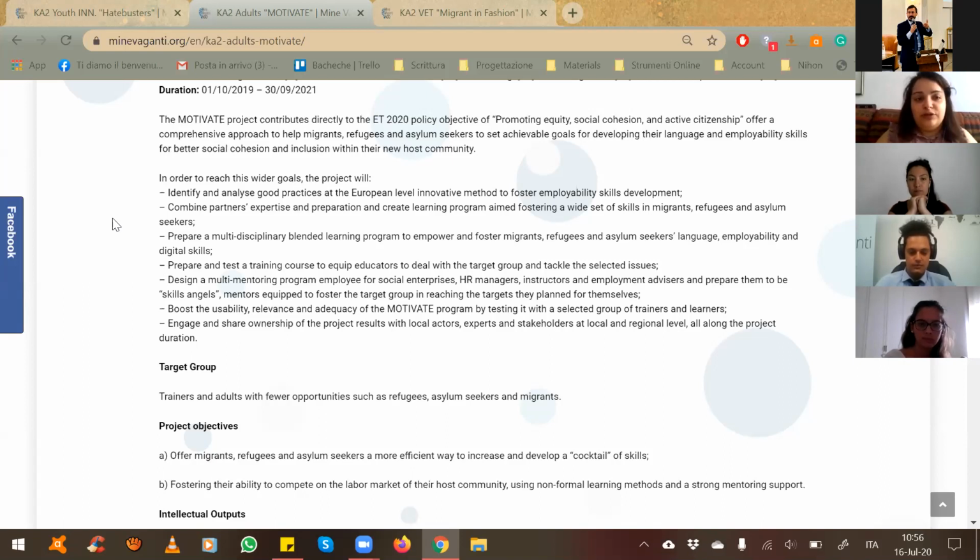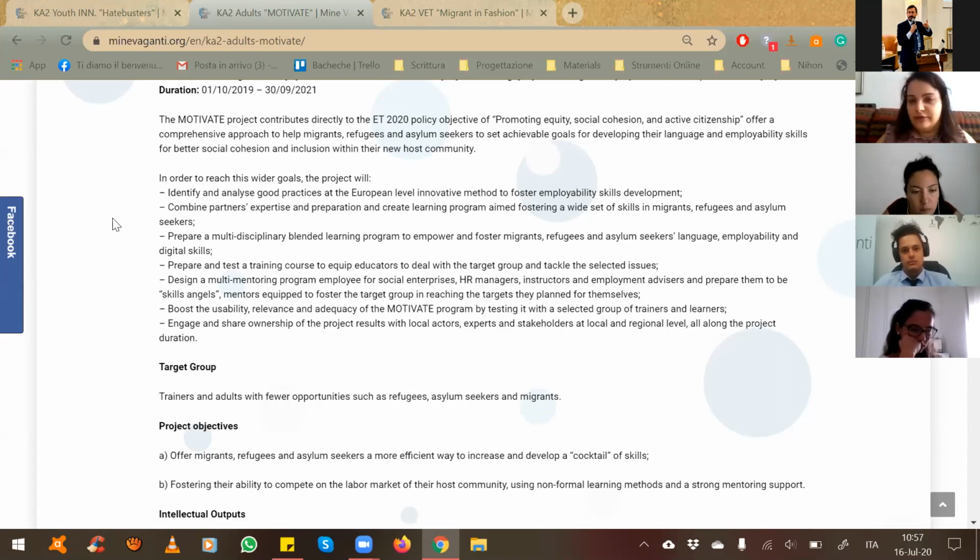In this case, the Motivate project, as you saw in the title, is focusing mainly on migrants, refugees, and also asylum seekers. The idea was to really foster integration in the community, but not just related to soft skills. We also wanted to go a little bit deeper, to cover those features that are always a barrier when they are going to a new country.